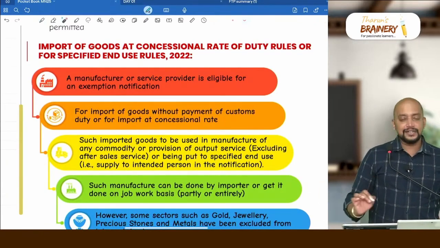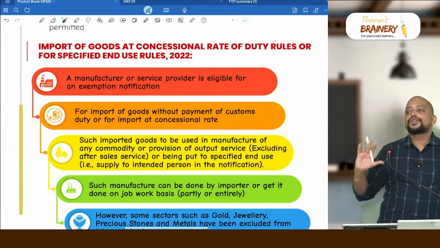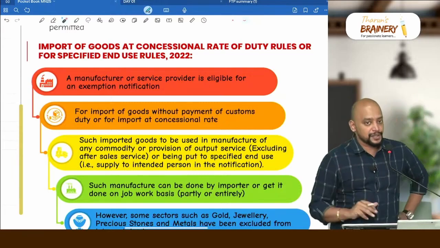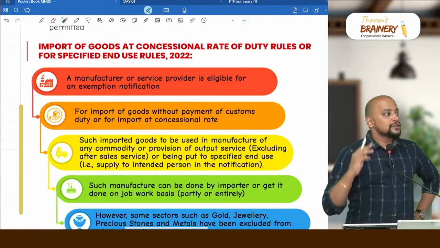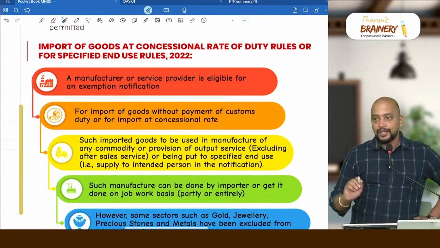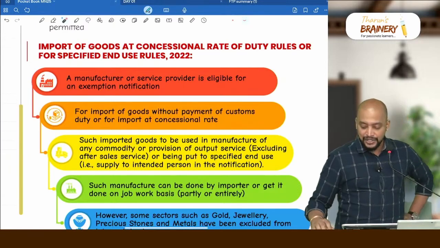Next, we have the import of goods at concessional rate of duty rules for specified end use. So first we will try to understand the background of when these rules are applicable. Say there is an importer who can import the goods without payment of customs duty, or he can import the goods at concessional rate of customs duty. To that person, these rules will be applicable. So why is he eligible for import without payment of customs duty or at concessional rate?